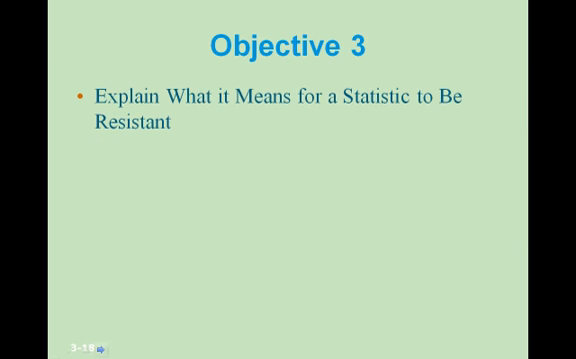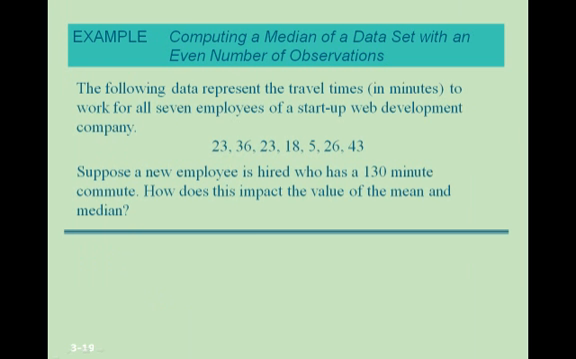Objective 3, we want to explain what it means for a statistic to be resistant. We're going to look at an example. This was the travel times of our 7 employees for our startup web company. We're going to suppose that our new employee is hired that has a 130-minute commute instead of the 70-minute commute. So how does this impact the value of the mean and the median?